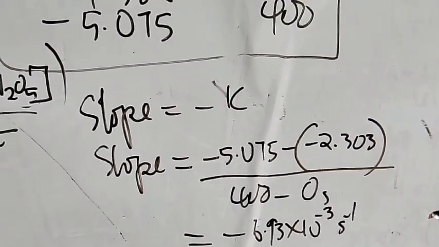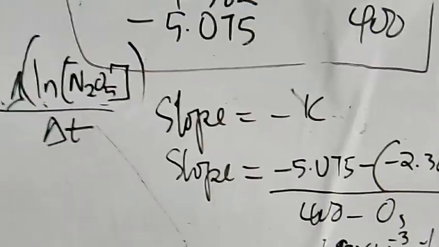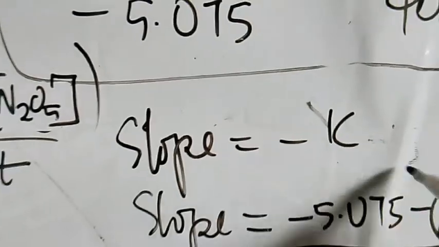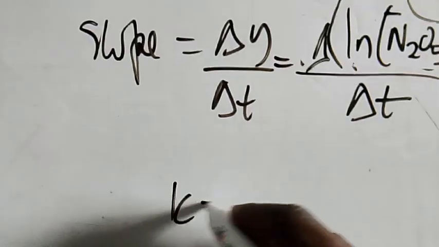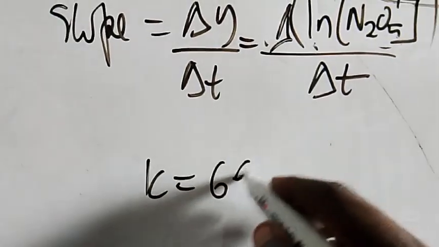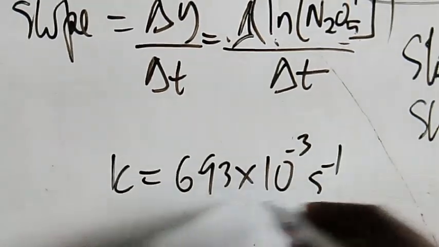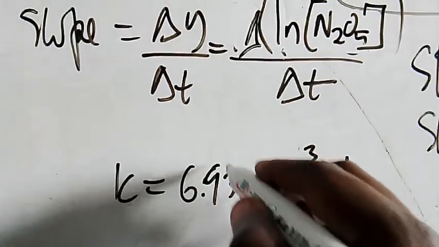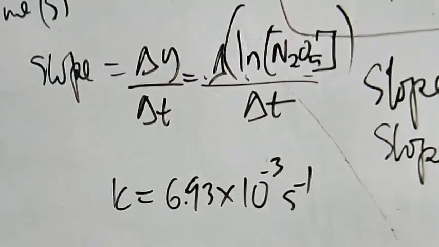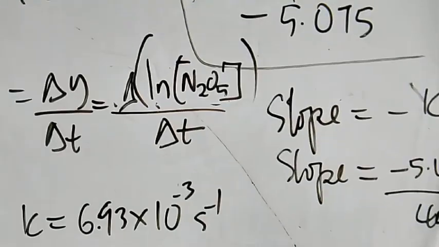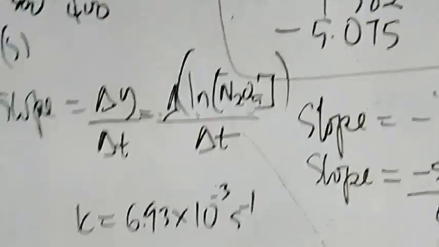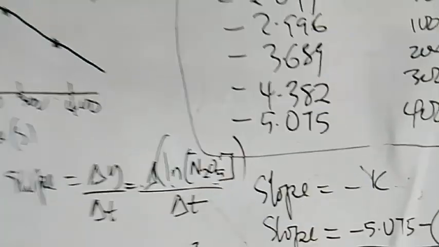So this is our slope. Then K: remember slope is equal to negative K, so K will equal 6.93 times 10 to the power negative 3 per second. So that is how we can calculate it. Then we can now look at the half-life.